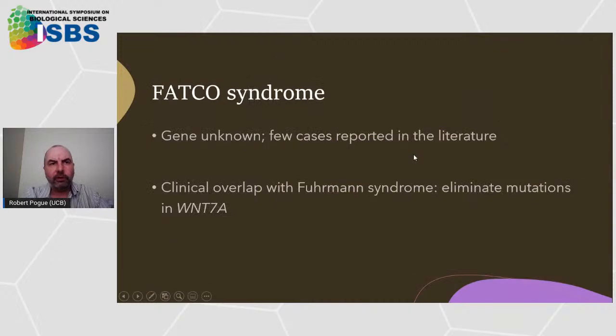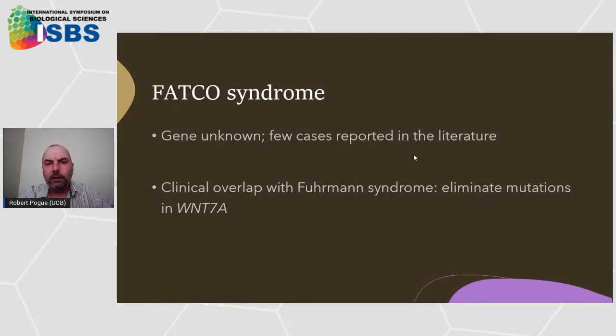Now, Fatco syndrome is a rare syndrome. The gene is unknown, and there are very few cases reported in the literature. The last time we looked, there were approximately 17 cases reported in the literature. It has clinical overlap with another syndrome called Fuhrmann syndrome, which is very similar. And for this, the gene is known. It's caused by mutations in the Wnt7a gene, which is part, obviously, of the Wnt pathway.